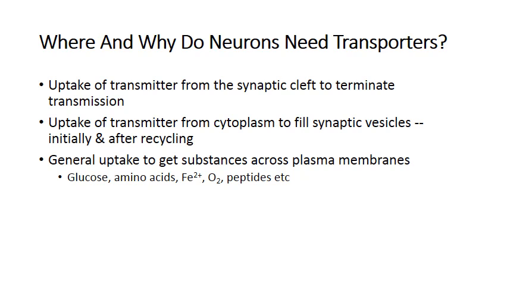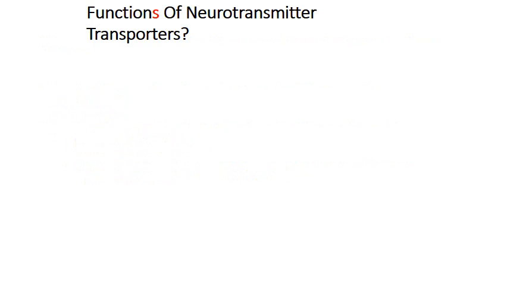And then generally, we need transporters in all cells, including neurons, to bring into the cell needed metabolites and substances, from oxygen and glucose to small peptides and amino acids, for general metabolic needs. All right, so what would then be all of the different kinds of functions this process of transporting neurotransmitters might subserve? Again, take a break and make your own list.